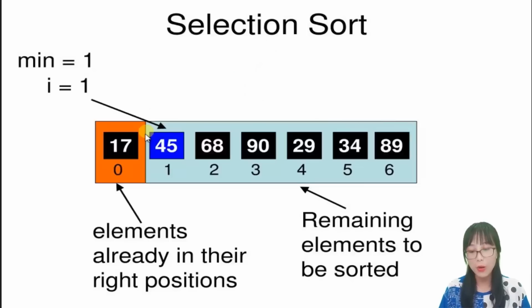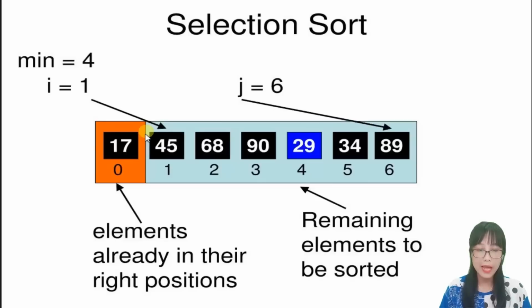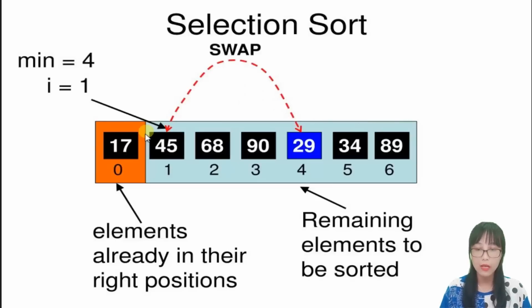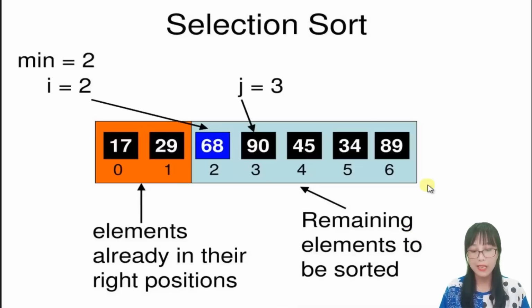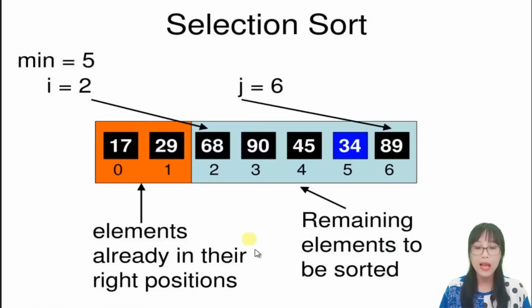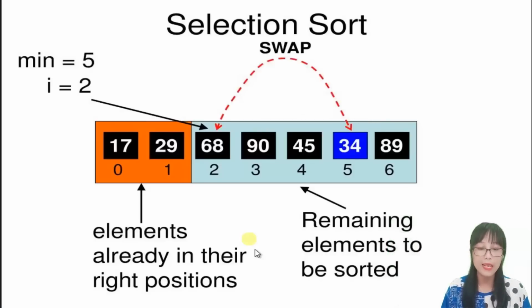Continue. Find the smallest key in the unsorted part of the array. Min index is 4. I will swap element index 1 and element index 4. Elements already in their right position. Remaining elements to be sorted. Continue. Find the smallest key in the unsorted part of the array. Min index is 5. I will swap element index 2 and element index 5.